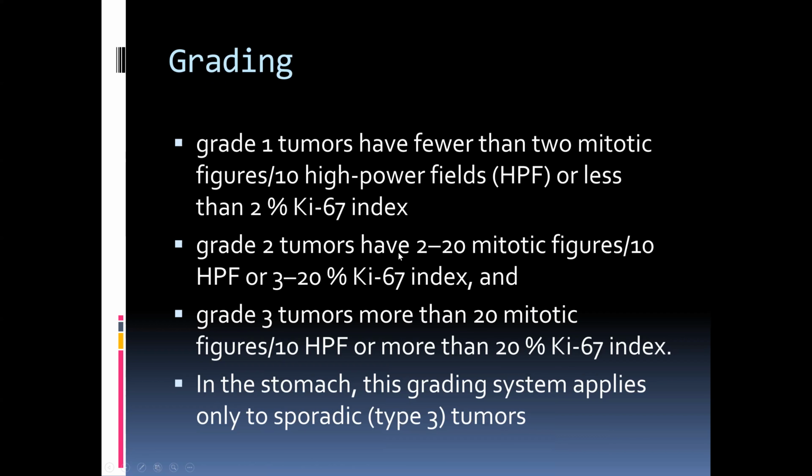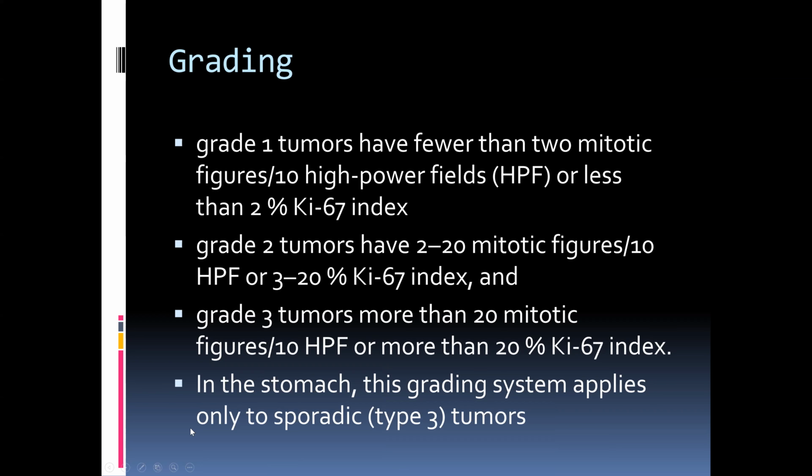And grade 2 tumors have a mitotic rate between 2 and 20 per 2 millimeters squared, or a Ki-67 index of greater than 3 and up to 20%. Grade 3 tumors, of course, have more than 20, usually more than 20 almost per high power field, and a Ki-67 index of greater than 20%. Now, we'll talk a little bit about how we do the Ki-67 scoring in just a second.